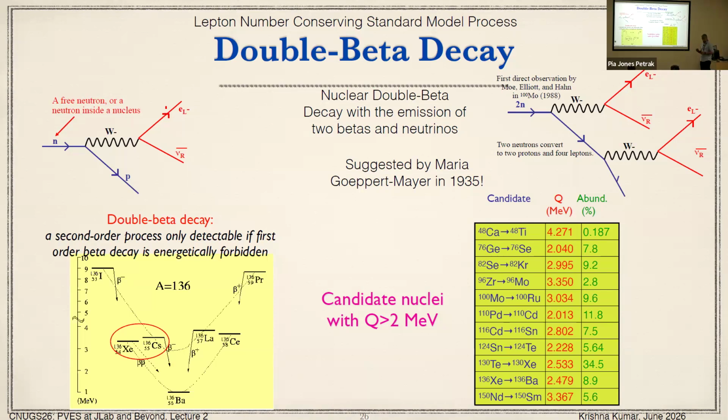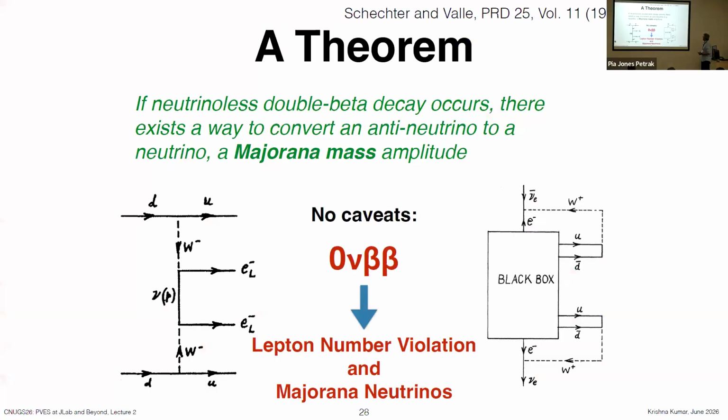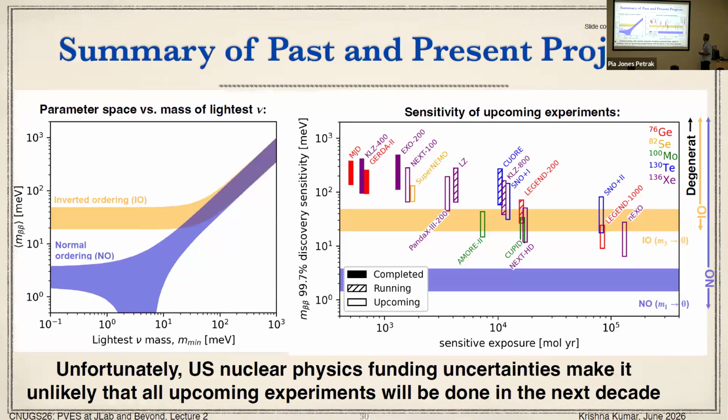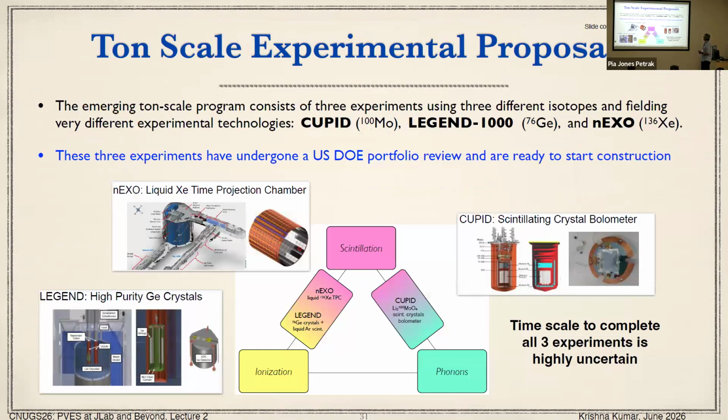All of these were pursued starting in the late 80s, and then slowly they were eliminated as being too hard. What survived is this, after lots of research, to go to the ton scale. Okay, thank you.